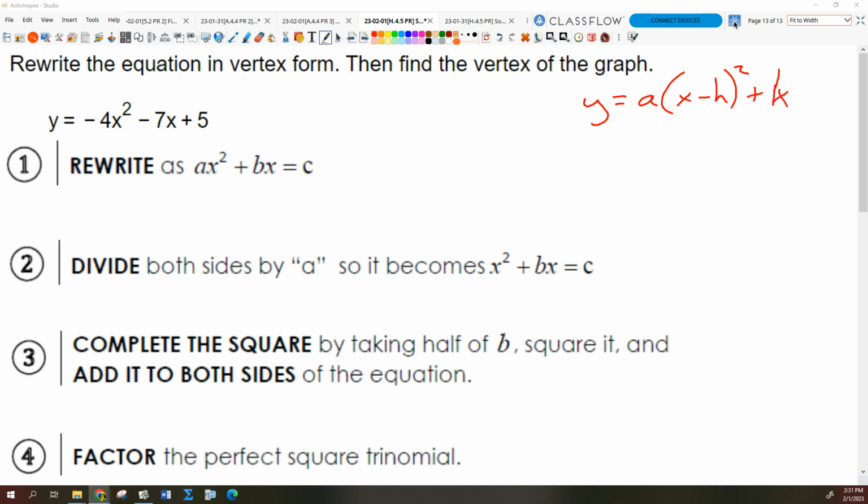There you go. Okay, so to get there, we're just going to complete the square. Now, the only difference is, instead of rewriting this as ax squared plus bx equals c, we're going to leave the y on the other side. So we're always going to have a y on the other side, right? We're going to push everything over to the left side. So this step's really getting kind of modified. In fact, I'm just going to get rid of all those instructions because they don't really apply here, do they? They're a little bit different. So let's do this.